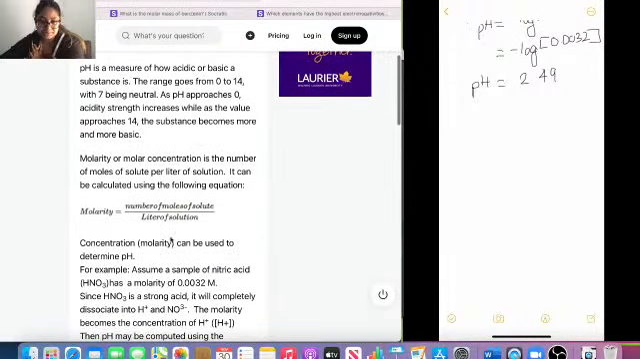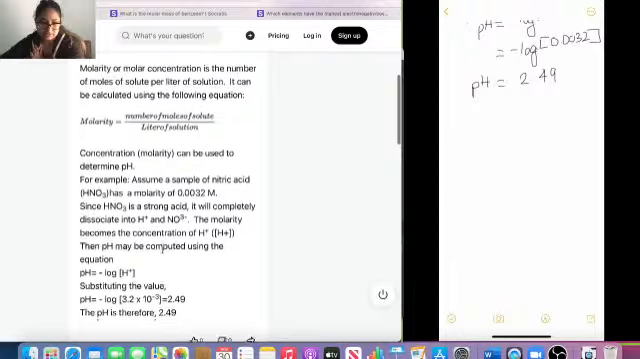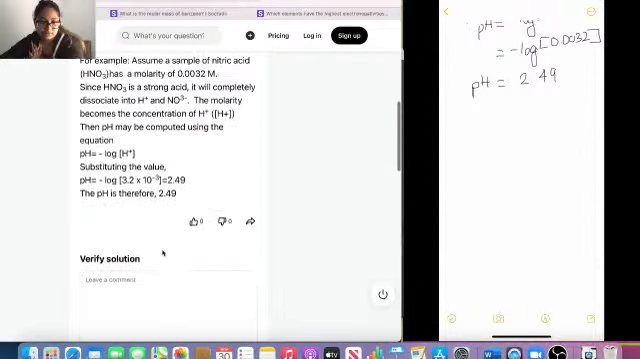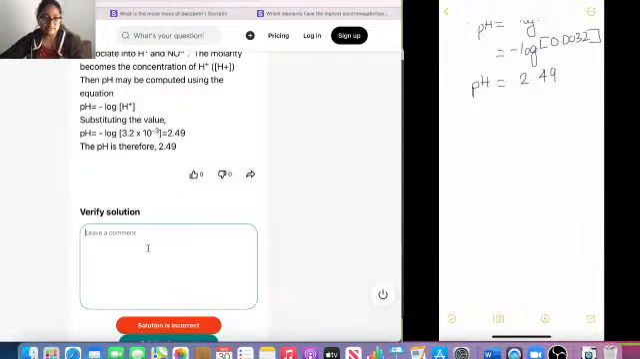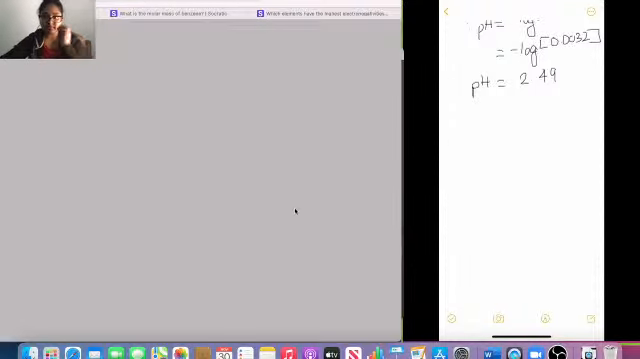Okay, so we have here molarity. And this is the example they have given, and so yes, this is correct.